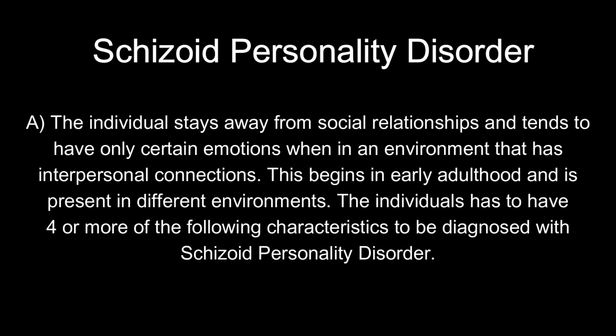In order to be diagnosed with schizoid personality disorder, the person has to have the following characteristics according to the DSM-5. A. The individual stays away from social relationships and tends to have only certain emotions when in an environment that has interpersonal connections. This begins in early adulthood and is present in different environments. The individual must have 4 or more of the following characteristics.